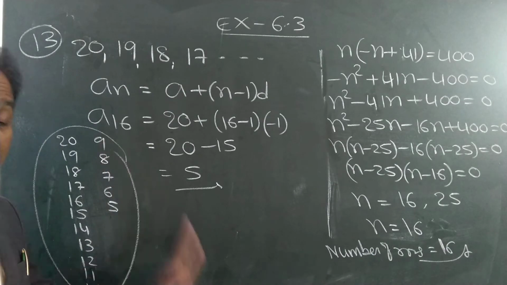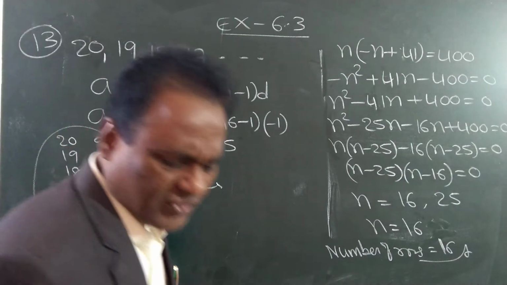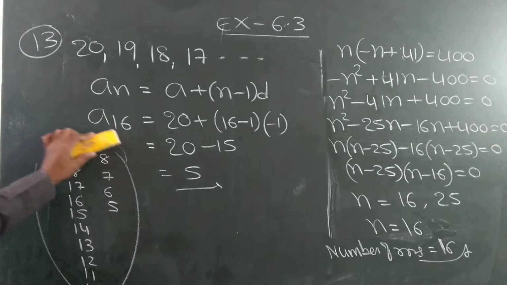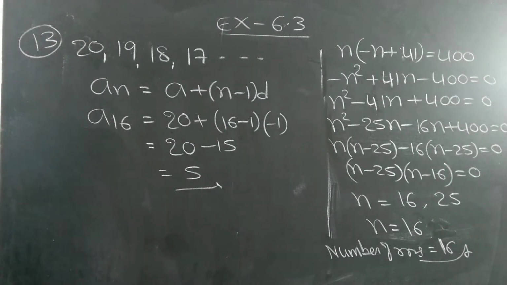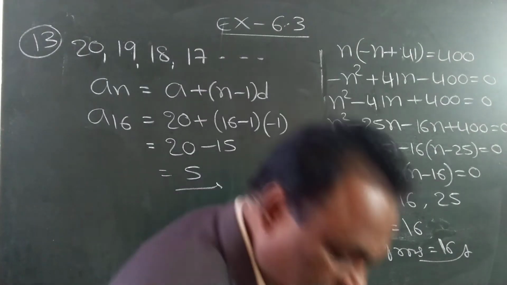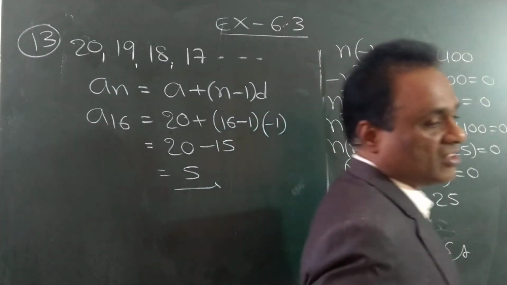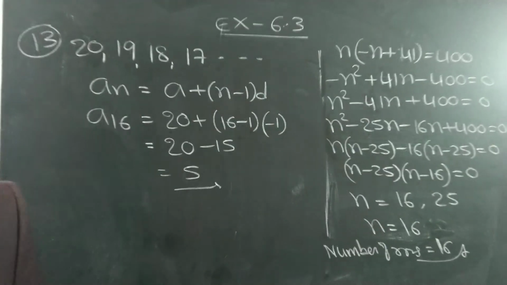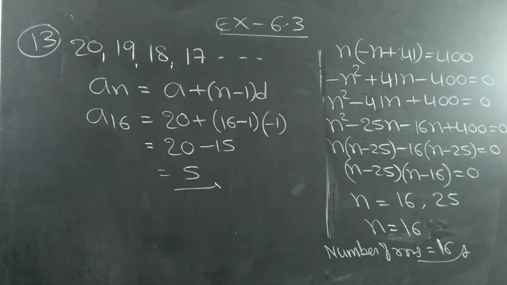So 2 questions are answered. A difficult problem because these are not direct questions, applications. So students, complete it fast. Then go to the last problem of this arithmetic progression. Last problem, 14th.